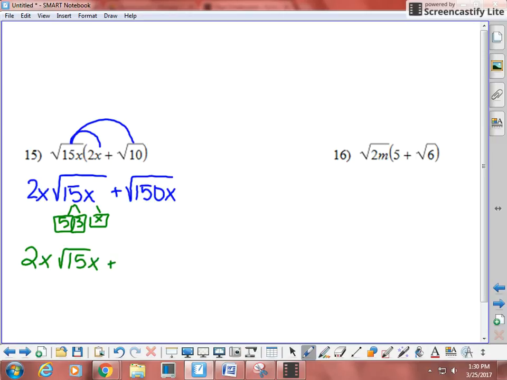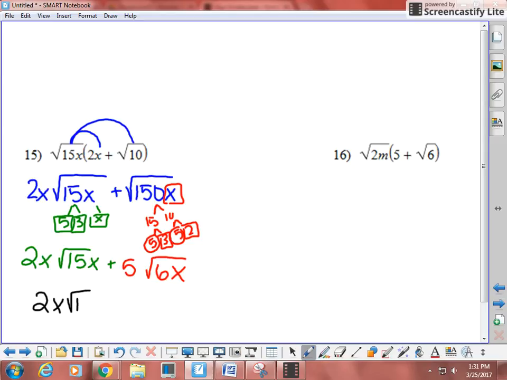Okay, 150, that can break down into 15 and 10, 5 and 3, 5 and 2. So I have a couple of 5s, so they're going to go outside. I have a single 3 and a single 2. They're going to stay inside as the 6. And then this x is only written once, so it is x. So I want to look at my square roots and see if they're the same, which they're not, so I can't put them together. So my final answer is 2x root 15x plus 5 root 6x.